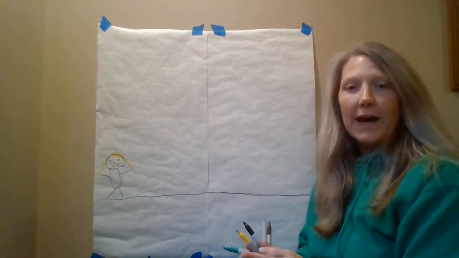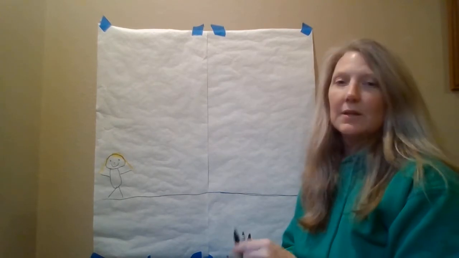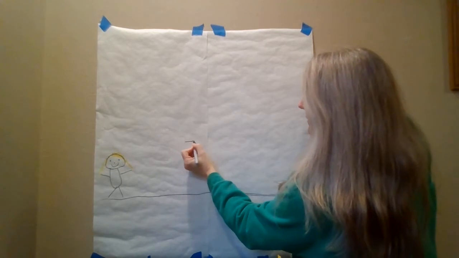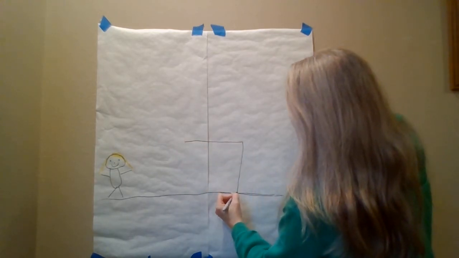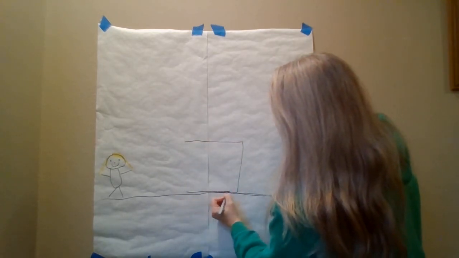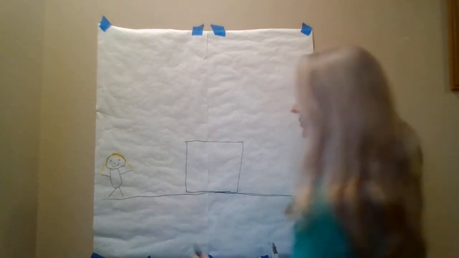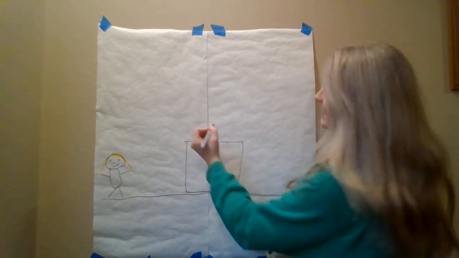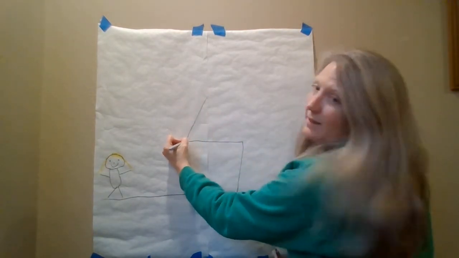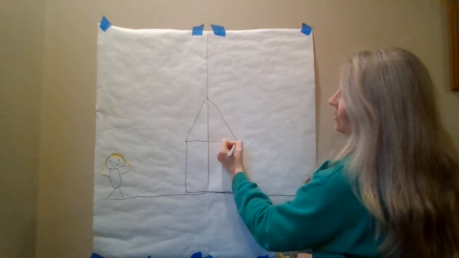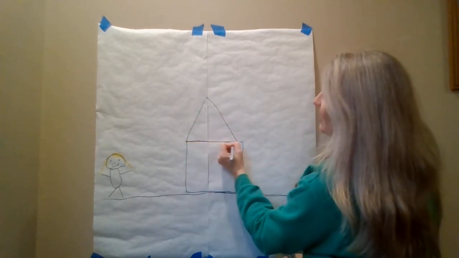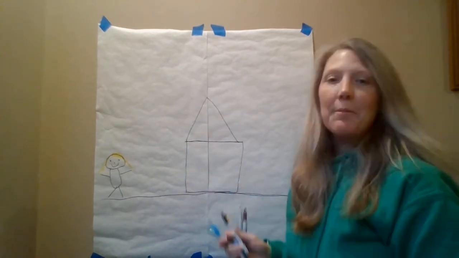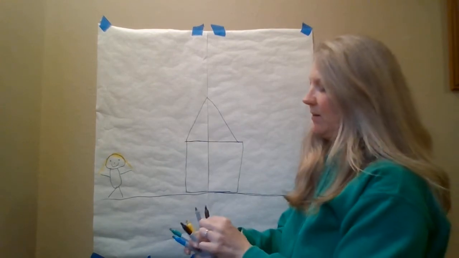And then for our house, we can use two different shapes. So first, I'm going to make something that has four sides to it. So a square. And then if I put something up here that has three sides to it, one, two, three. A triangle. So now I have my house. So when I was at my house, I have a tree in my backyard.